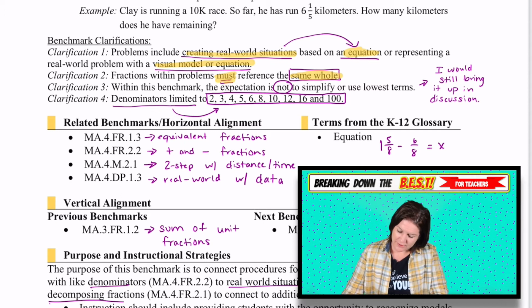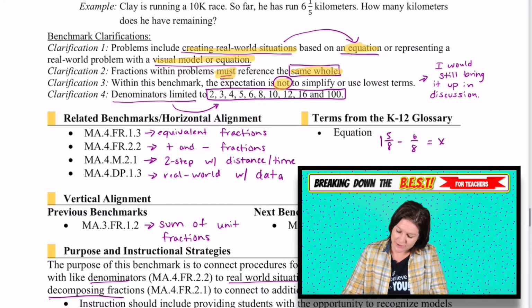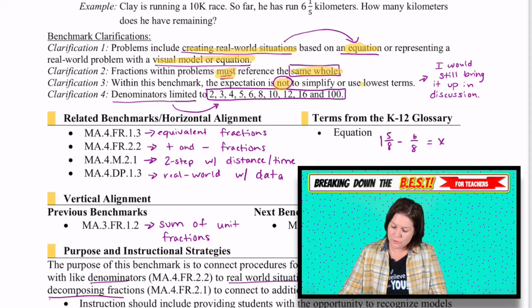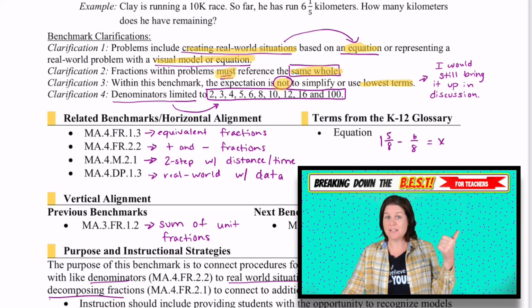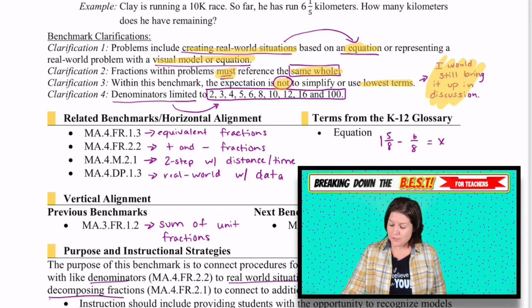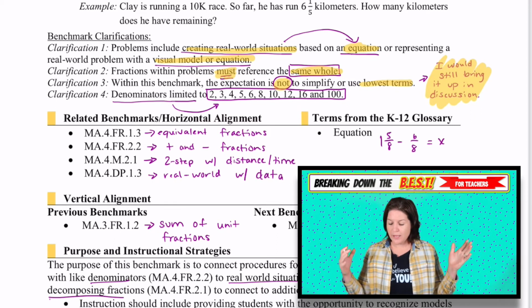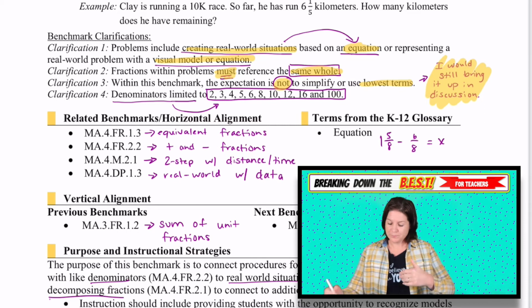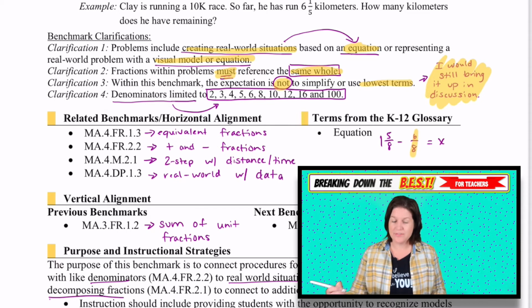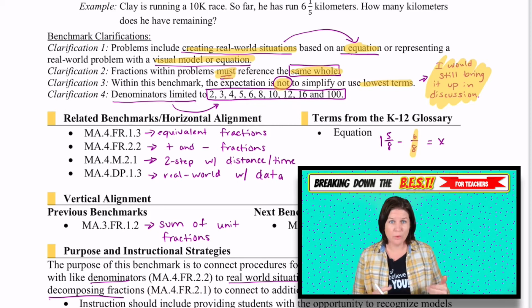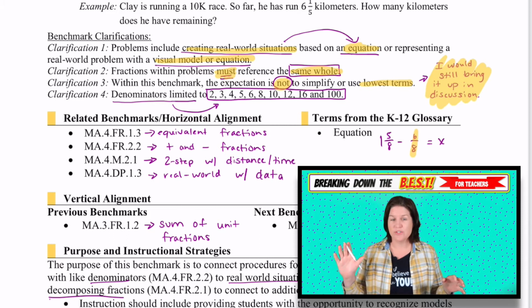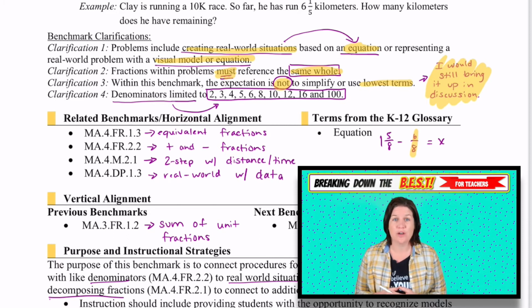Within this benchmark, it says the expectation is not to simplify or use the lowest terms. That's all awesome. I would still bring it up in discussion to build their number sense. If you end up with a fraction like here, 6/8, bring it up. Hey, 6/8 is equivalent to 3/4. It doesn't hurt to do that. You don't have to create a whole little side lesson on it. Just start to get their minds wrapped around the number sense of what fractions are.